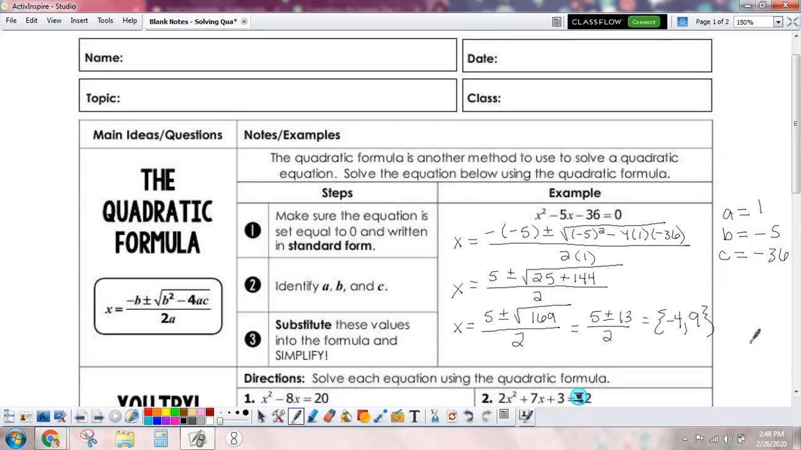Okay, so that's what you're going to do. You're just going to plug in the numbers and solve. I do want to go to one that has an irrational solution just so I can show you what that looks like. So we're going to flip to the back, and we are going to go ahead and I'm going to start with number 11.